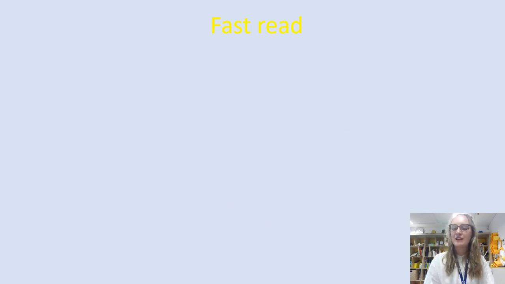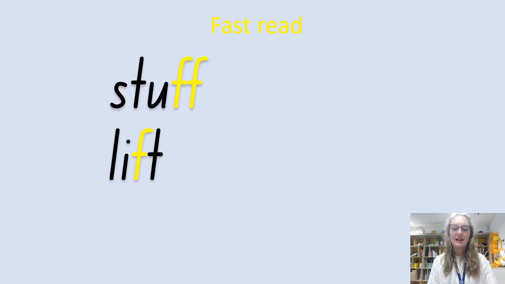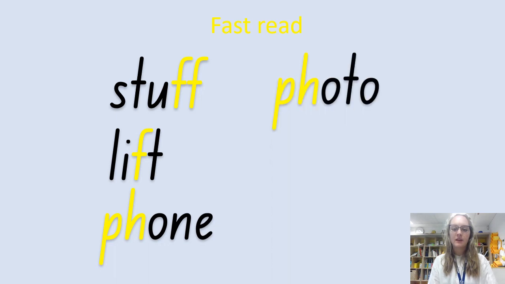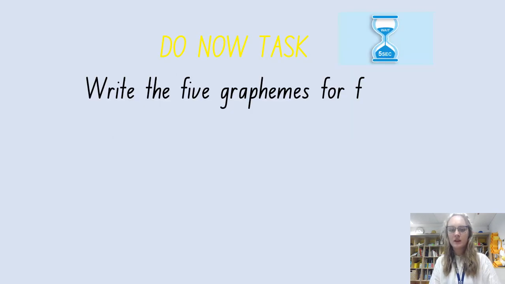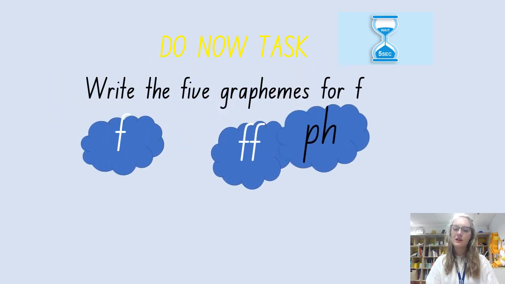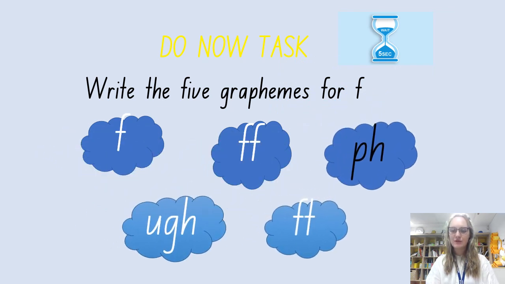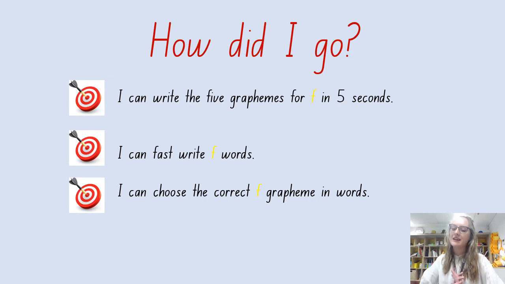So let's have a quick, fast read of some words. We have stuff, lift, phone, photo, sniff, and cough. I want you to write the 5 graphemes for in 5 seconds. You have 5, 4, 3, 2, 1, 0. Okay, we should have F, FF, PH, UGH, and FT.